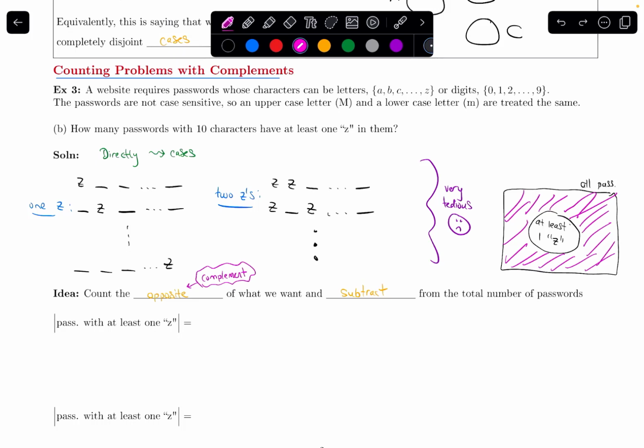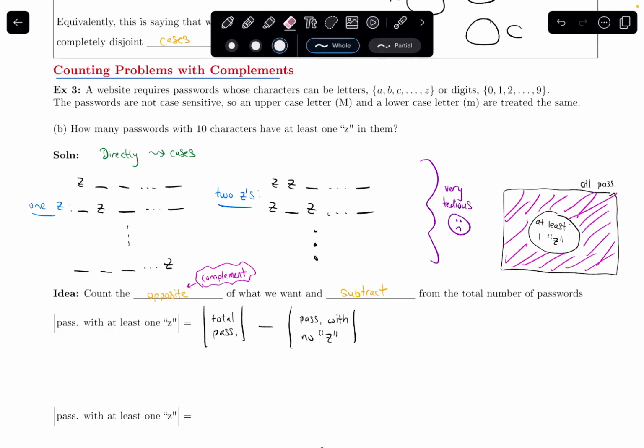So, if I'm trying to count the number of passwords with at least one Z, remember this absolute value notation just means the size of the set. Well, what I'm going to do is count the number of total passwords and subtract the complement. So what is the complement of the password having at least one Z? Well, it's having no Zs. So I'm counting the number of passwords with no Z in them, or with 0 Zs in them.